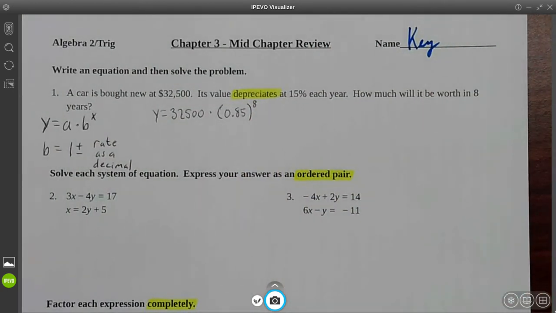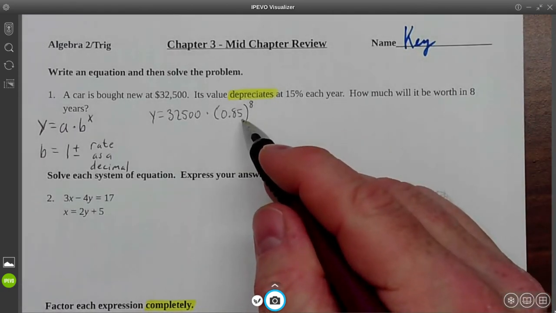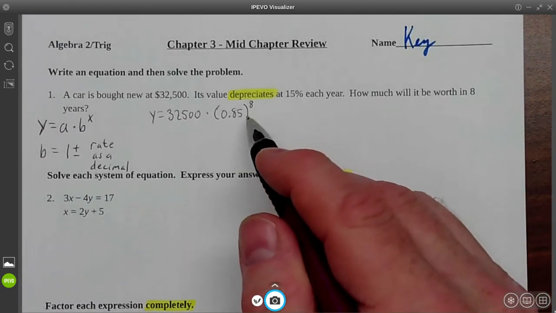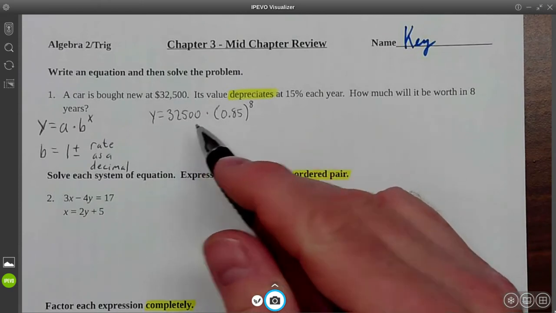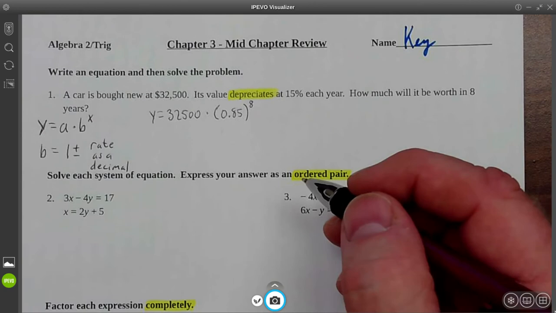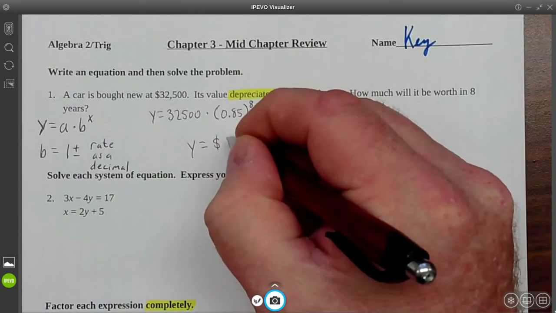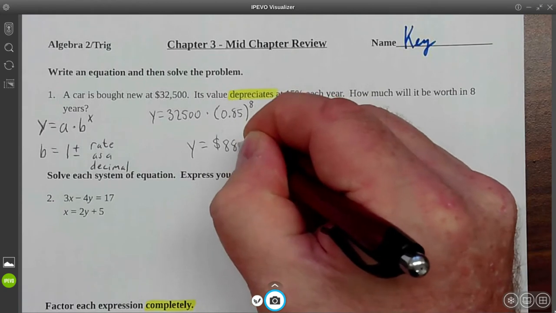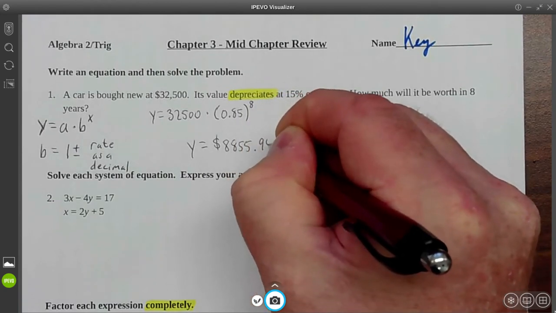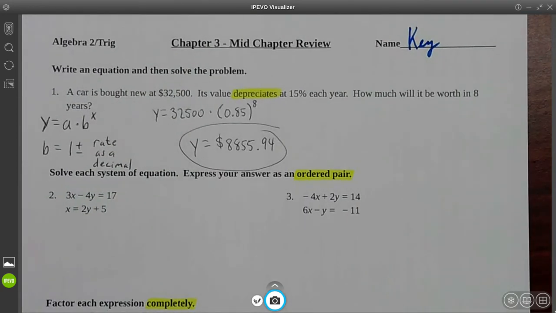All right, at this point, it becomes a calculator exercise. Do your exponent first, so 0.85 to the 8th, and then take that times $32,500, and you will get $8,855.94. So that was your first one. That's how much the car is worth after 8 years.